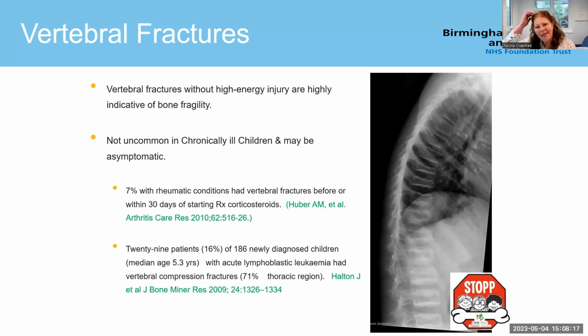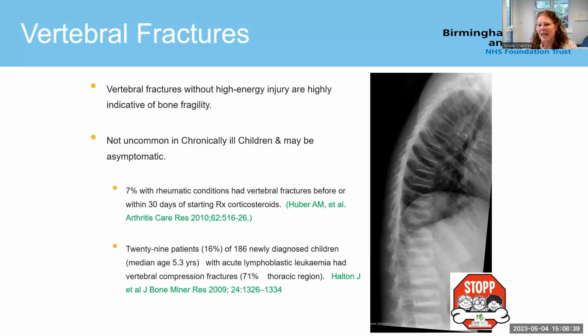So vertebral fractures without high energy injury, such as in a road traffic accident, are highly indicative of bone fragility. And they're not uncommon in children with chronic diseases, and they can be asymptomatic. So it might be that the child doesn't know about it, or that the symptoms are not actually being picked up as a vertebral fracture.